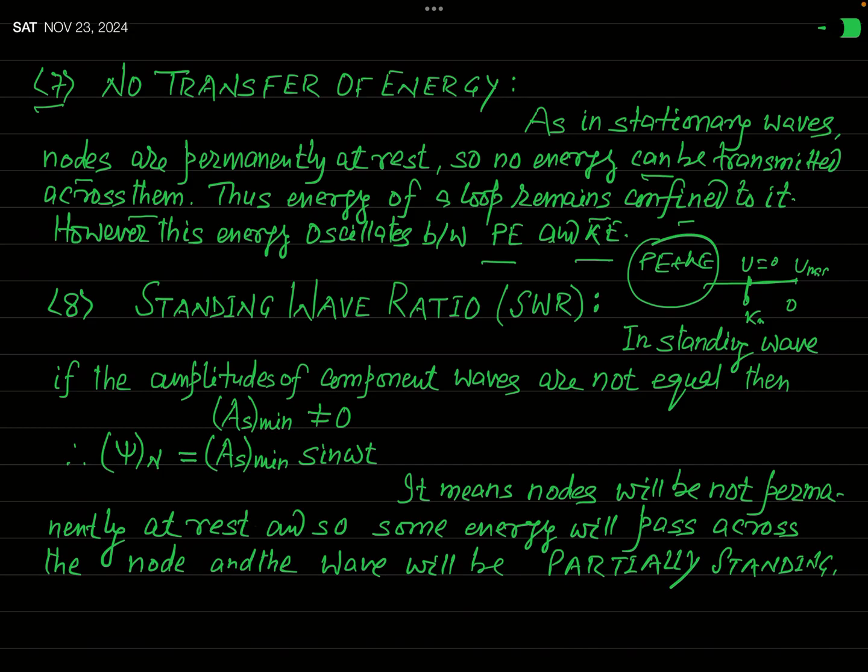So in a particular loop, there is a transformation of energy from kinetic to potential and potential to kinetic, but the total energy of the loop remains conserved. It does not flow from one loop to another. Let us say these are two loops: the energy of the first loop is confined to it, the energy of the second loop is confined to it, and this is the reason for the name standing wave or stationary wave. Due to this characteristic, this wave is called a standing wave or a stationary wave.